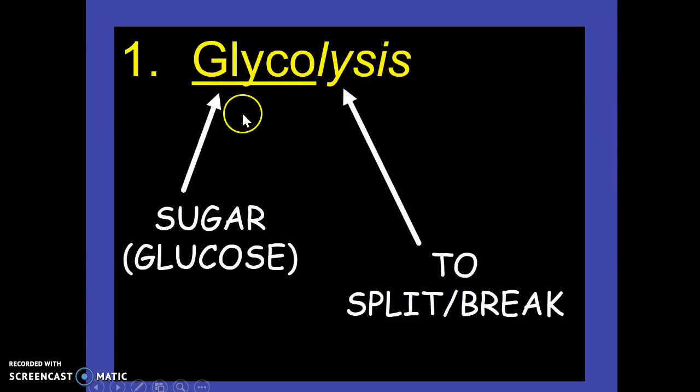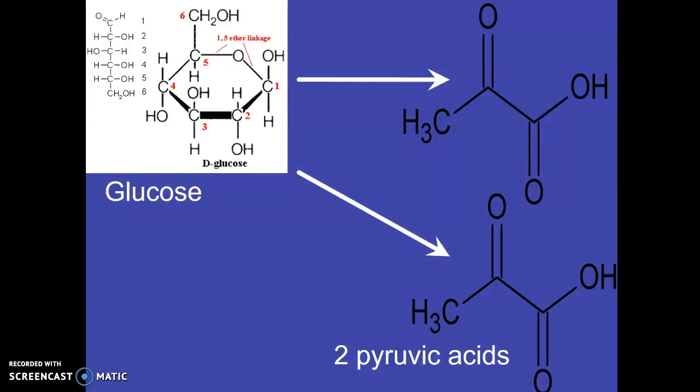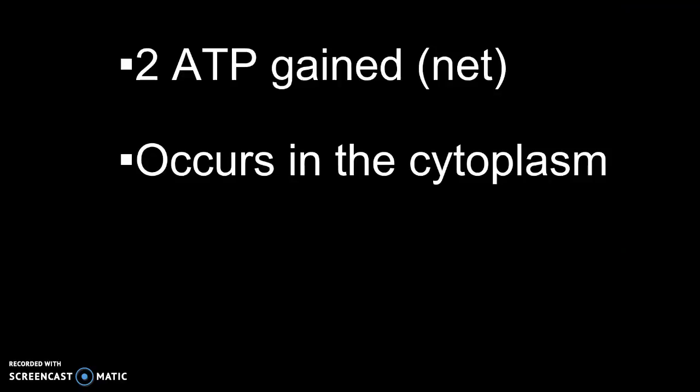Okay, so glyco, again, we're talking about glucose here. Lysis means to break down. So we're breaking down this glucose. Again, you can see the molecular formula here. We're splitting it into 2 pyruvic acids. Okay, 2 ATP are gained in this process.